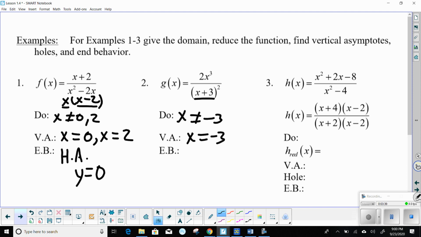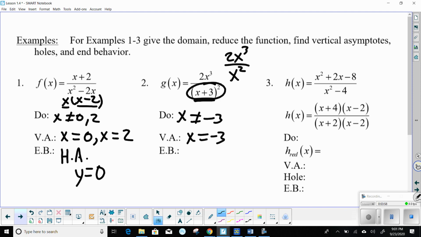End behavior. So we compare the degree of the top to the bottom. Make sure it's the highest term. X plus 3 is not a term. So the top's going to be 2x cubed. If I were to multiply out that bottom part, my highest degree term would be an x squared. There'd be x squared plus 6x plus 9, but we only care about the x squared.